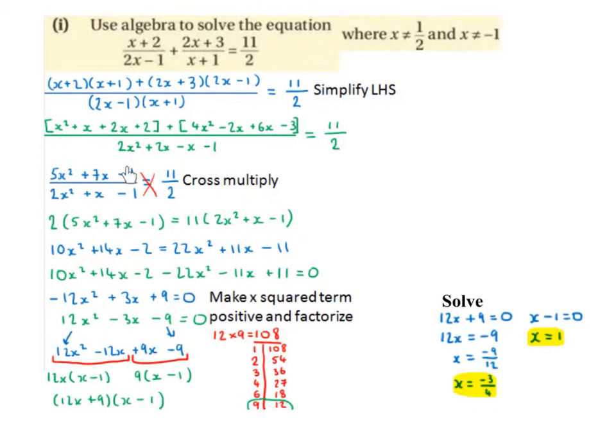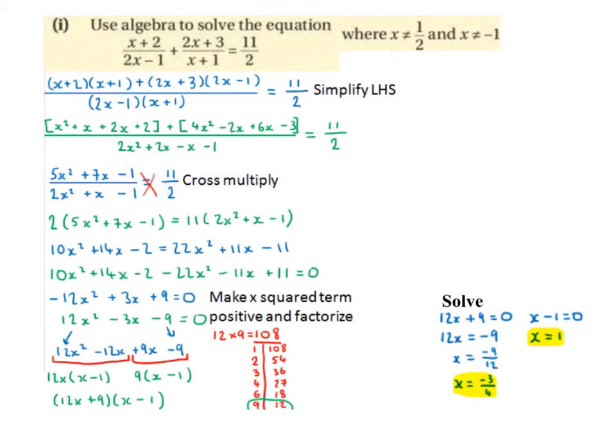Now that we have simplified the left-hand side as much as we can, and the right-hand side was already simplified, we cross-multiply. So it's going to be 5x squared plus 7x minus 1 multiplied by 2, which we write down here. And then 11 multiplied by 2x squared plus x minus 1, which we write down here. Then we multiply out our brackets. 2 by 5x squared is 10x squared. 2 by 7x is 14x. 2 by minus 1 is minus 2.